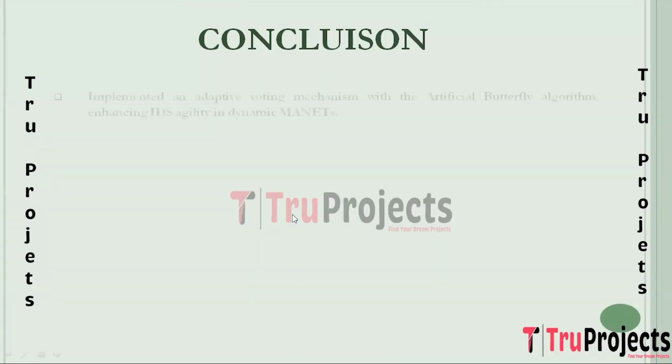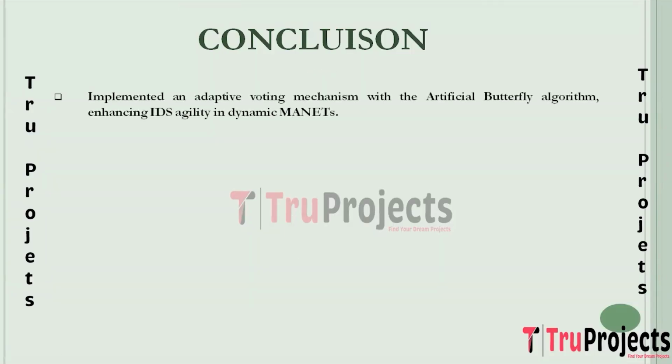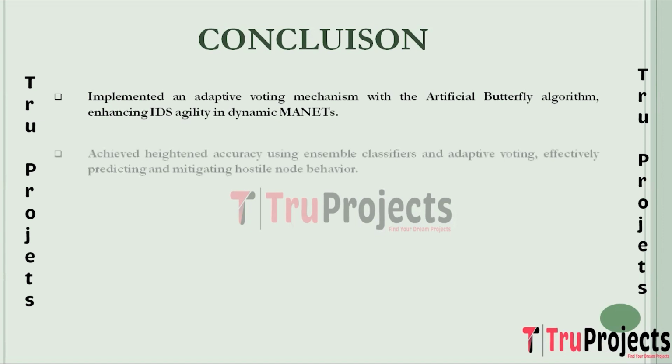Conclusion of the project. The project successfully introduced an adaptive voting mechanism integrating the sophisticated artificial butterfly algorithm for feature selection. This innovation enhances the agility and responsiveness of intrusion detection systems in mobile ad hoc networks, addressing the challenges of dynamic network environments. Through the implementation of ensemble classifiers including multi-layer perceptron and boosted regression trees coupled with adaptive voting, the project significantly improved the accuracy of intrusion detection. This achievement is particularly notable in predicting and mitigating the behavior of hostile nodes, bolstering network security in MANETs.